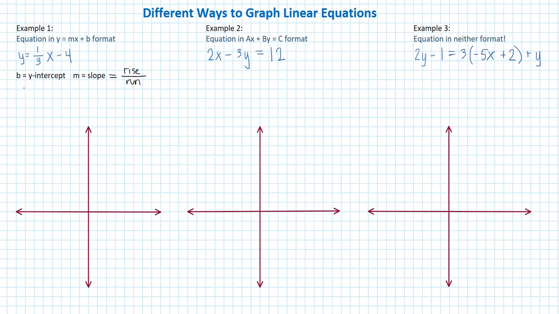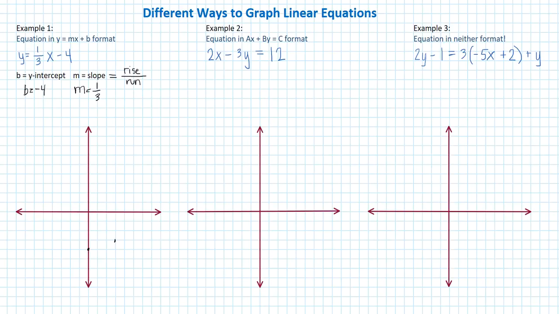So when we have this format, b represents our y-intercept. And for this particular example, we have b equals -4. And m represents our slope, which is rise over run. And for this one, we have 1/3. And so the first thing we plot is our y-intercept, and that's going to be at -4. And using the slope, we go from the y-intercept up 1 and over 3.